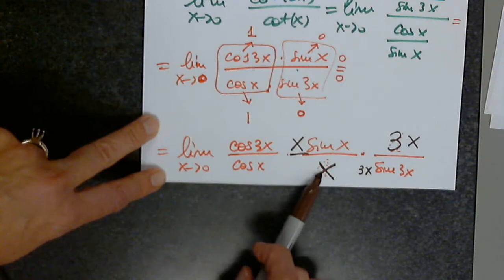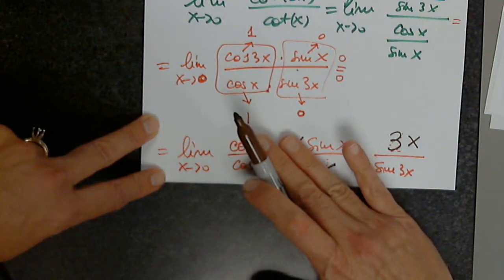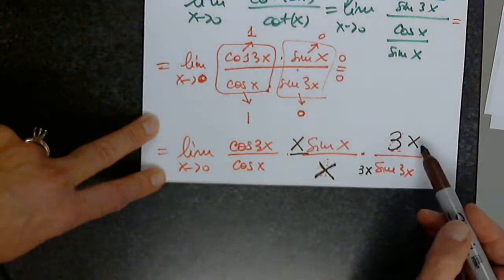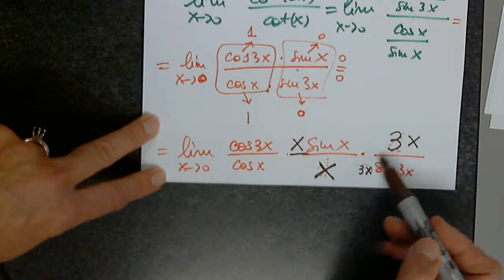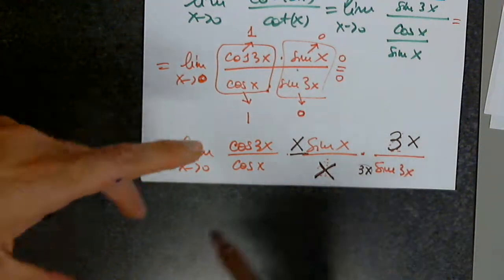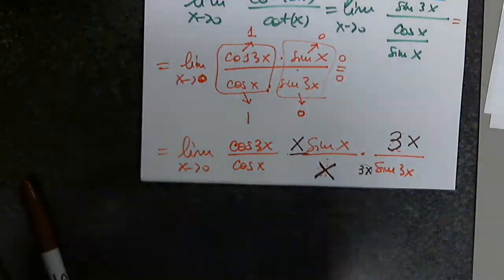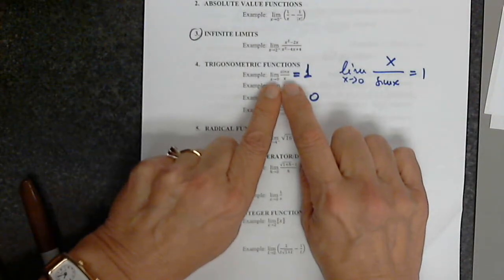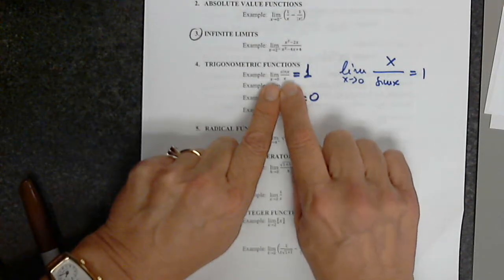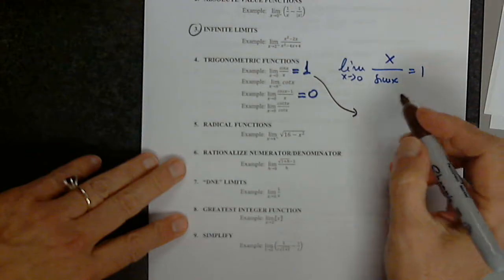I didn't do anything. Multiplying by x and dividing by x is multiplying by 1. So I didn't change anything. These can go away. Multiplying by 3x and dividing by 3x, I did nothing. These two can go away. However, I am trying to use my result. I'm trying to use what I know. So I know that, and I would like you to write this with me, please.